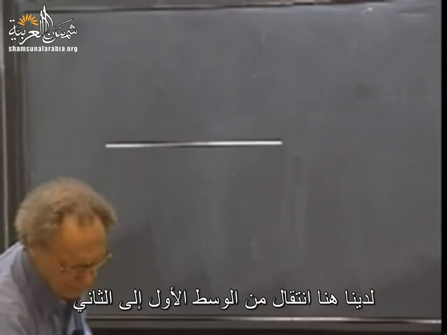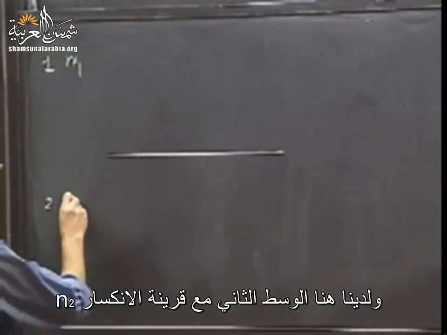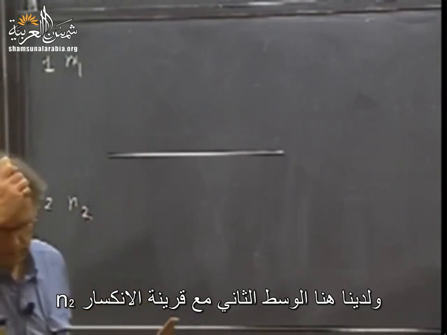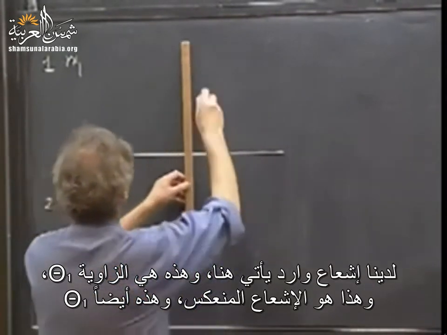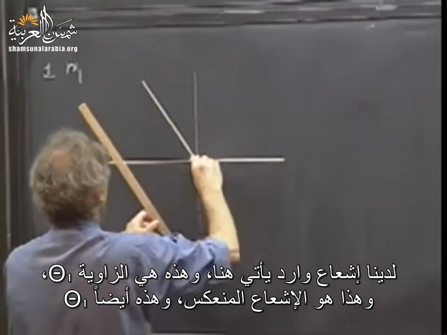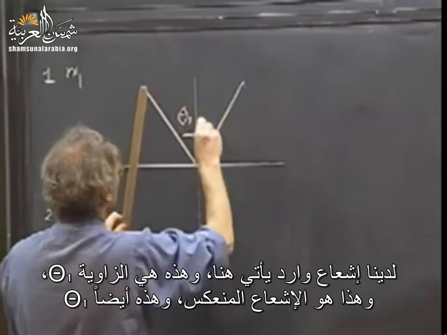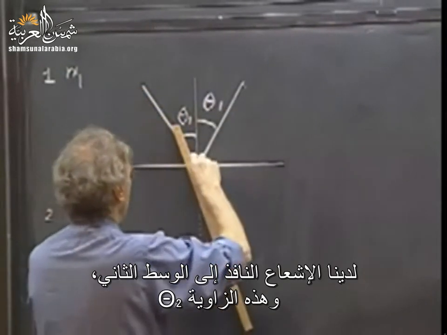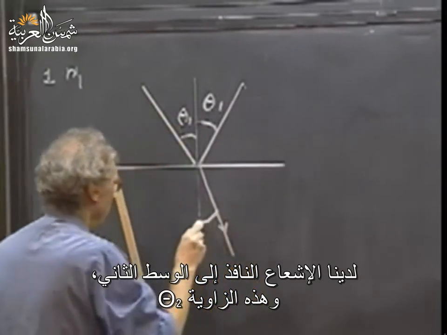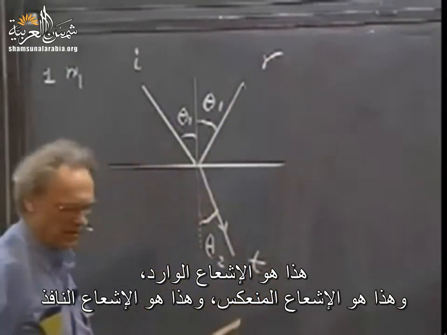So here we have again the transition from one medium to another. We have here medium 1 with index of refraction N1, and here we have medium number 2 with index of refraction N2. We have incident radiation coming in here, and this angle is theta 1. We have reflected radiation, and this angle is also theta 1. And then we have radiation that goes into this medium, at angle theta 2. Incident, reflected, transmitted.